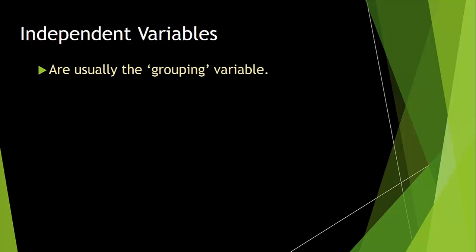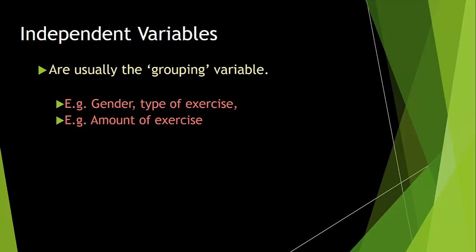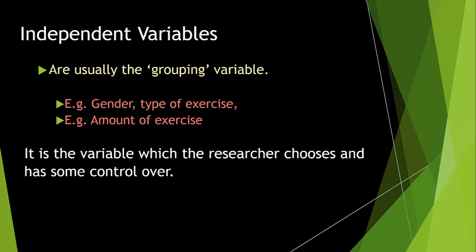Independent variables, well, these are usually the grouping variables, and therefore, to a large extent, they are groups that the researcher chose to focus on, and therefore, to some extent, has some control over. A couple of examples might be gender or type of exercise, or another example might be the amount of exercise. Now, I'm not claiming that the researcher assigns the gender to each person, but certainly would decide that gender is an important attribute they want to explore, and therefore would break up the groups according to gender, or break up the groups according to the type of exercise that people report doing. It is the variable, often a nominal level variable, which the researcher has some sort of choice over in their design and therefore has control over.